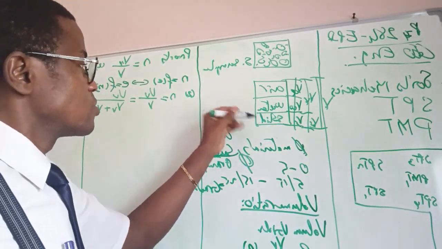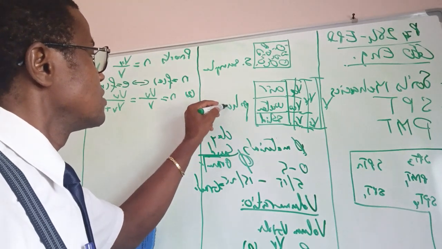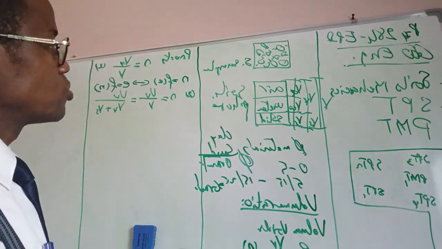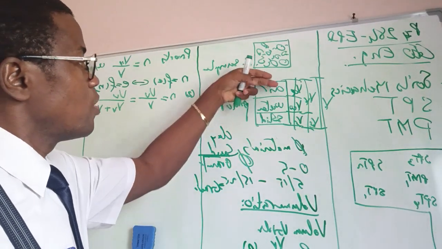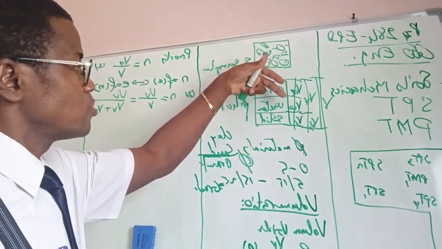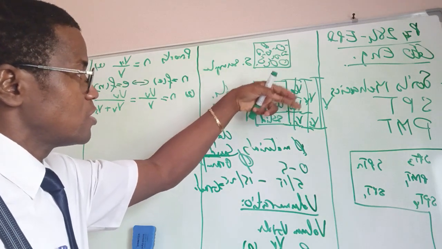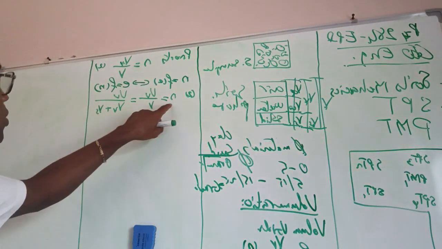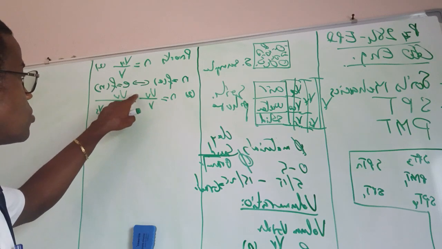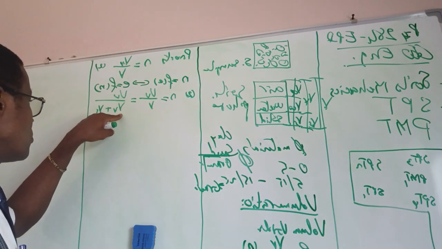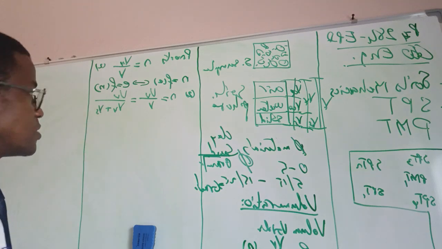this soil phases. Okay, these are the soil phases. You can see that the volume of voids is equal to the volume of air plus the volume of water. That is what they call the volume of voids. And then adding the volume of solid, you get the total volume. That's why porosity, which is equal to the volume of voids over the total volume, is equal to the volume of voids over the volume of voids plus the volume of solid.